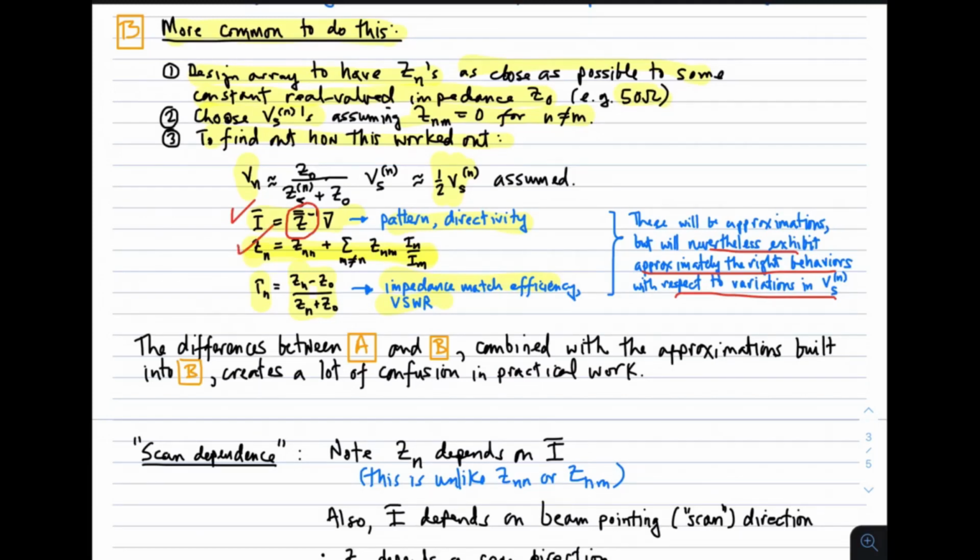The differences between these two procedures, which I've identified as A and B here, combined with the approximations built into B, this creates a lot of confusion in practical work. If you're involved in doing this kind of work, you need to stop and think at each point in the exercise what it is that you are doing, what assumptions you are making, and what path you are on. And I would say the most common error is to start off with a formulation like this, or start off using this procedure, and to forget that this is in fact making a pretty bold assumption here about the nature of the active impedances.